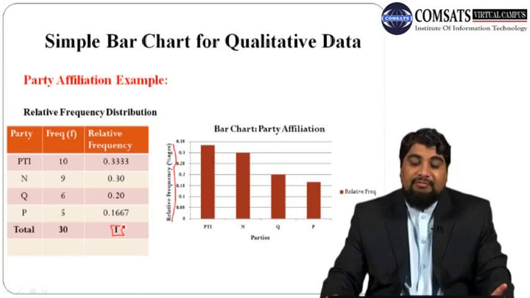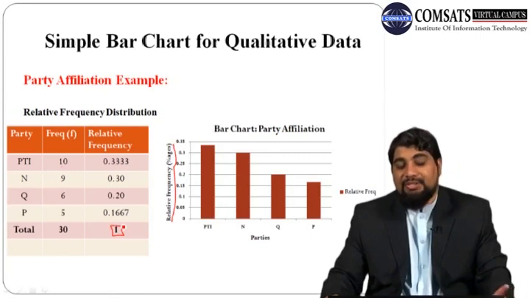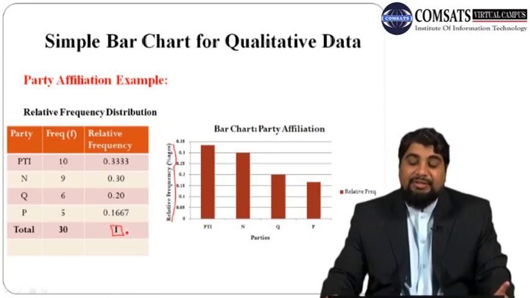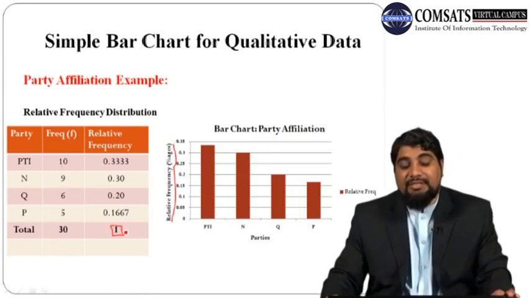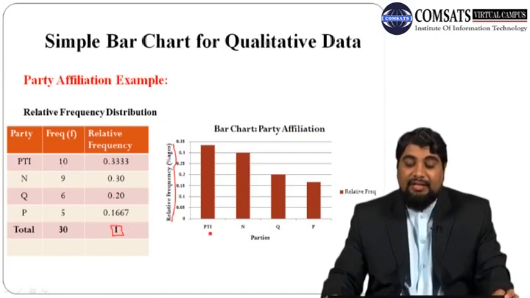So remember that the sum of all the relative frequencies must be equal to 1. If it is different from 1, it means you made some type of mistake. So this is very important to note, that the sum of all relative frequencies must be 100% or equal to 1. Now again take parties along the x-axis and take their relative frequencies along the y-axis.